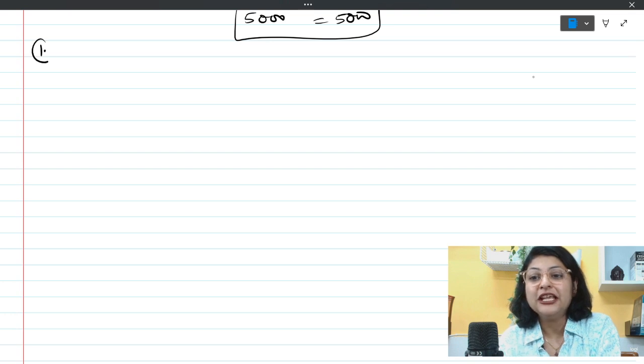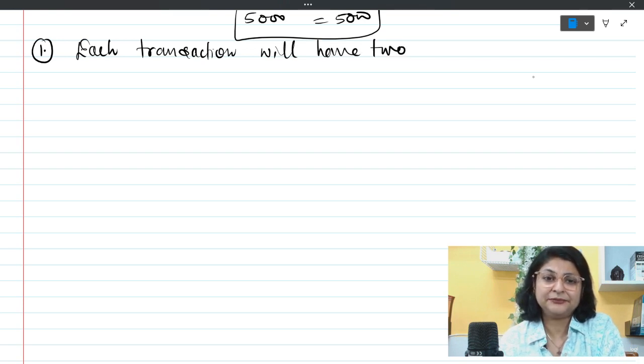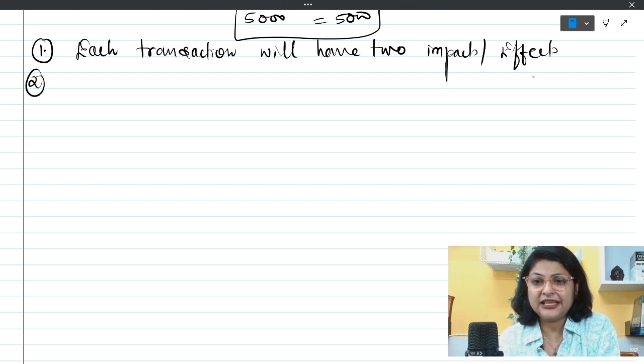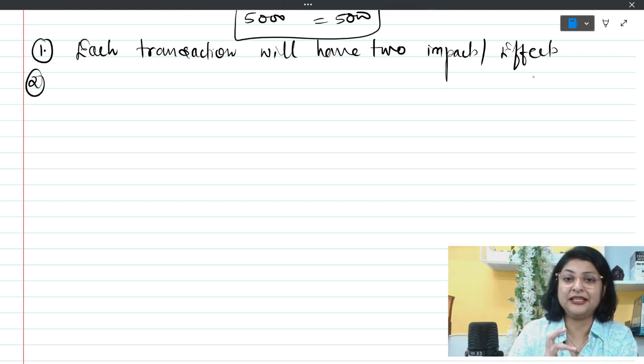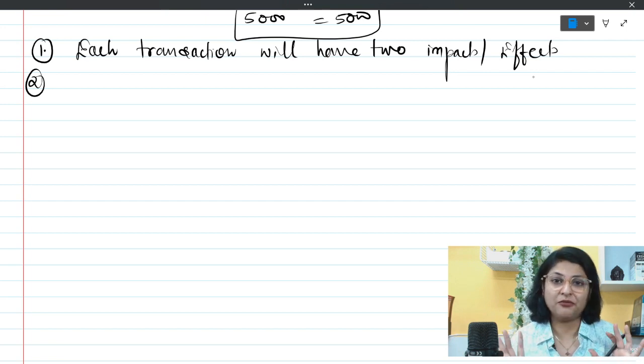So first of all, each transaction will have two impacts, or effects. Means what? I can say that each side of the equation will be affected. What is the accounting equation? Asset is equal to capital plus liability. So either there is going to be an increase and decrease in the asset, or there is going to be an increase in the asset and decrease in the liability, or any other combination is possible.